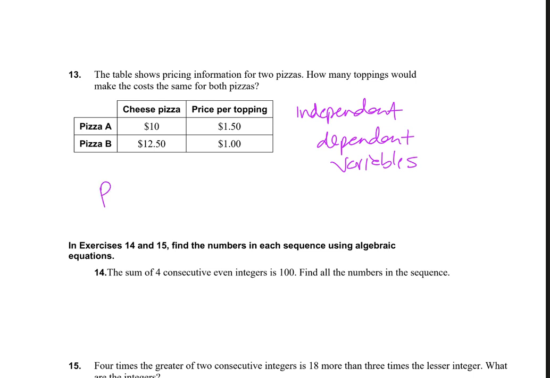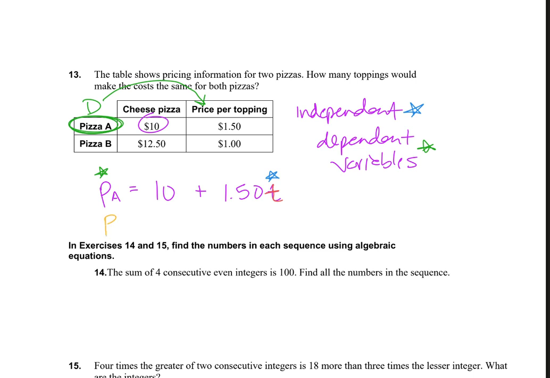So the price of pizza A, I'm going to do PA for pizza A, is $10, because there it is. And then we can add $1.50 for every topping. I'm going to use a T for topping right here. So here's what's going on. This independent variable is right here, and this dependent variable is right here. The price of pizza A depends on how many toppings we get, okay?